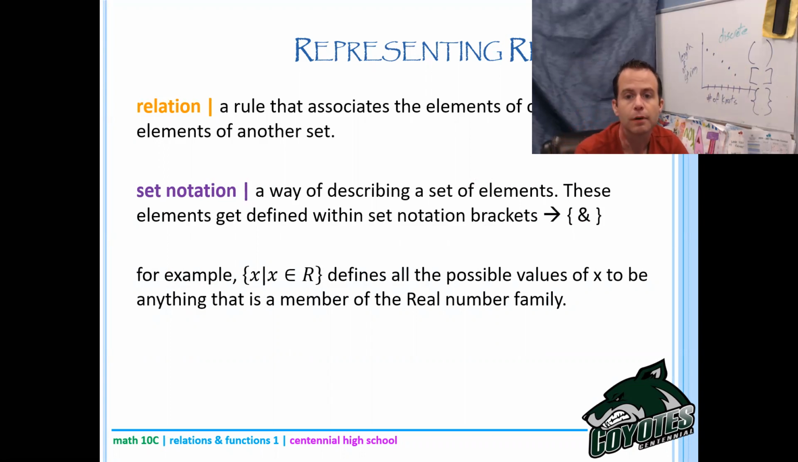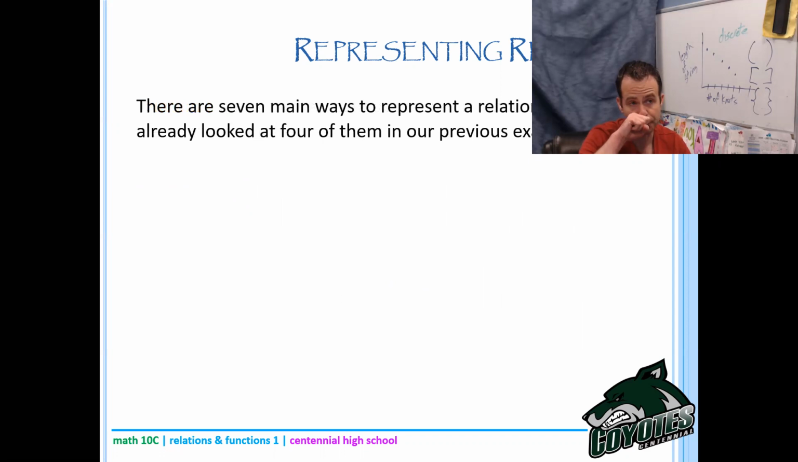So, for example, and we're going to talk about what this means a lot in a couple days, I'm just going to read you the statement that says all the values of x such that, that's what that line means. If you recall when we talked about the rational family, we talked about that vertical line. x is a member of the real numbers, is what this says. It defines all the possible values of x to be anything that is a member of the real number family. So why did I take a break and talk about that? I'll show you in a second.